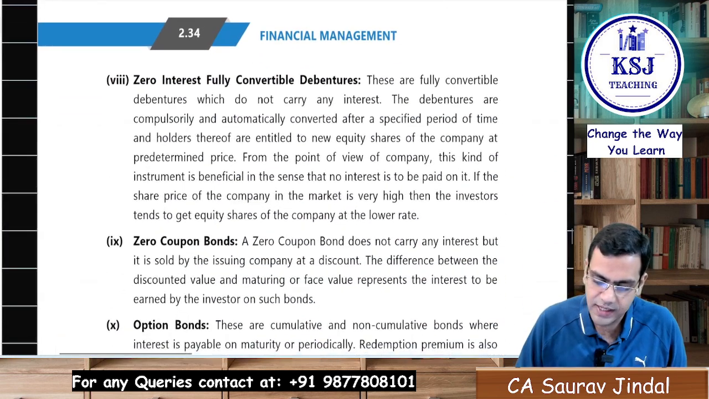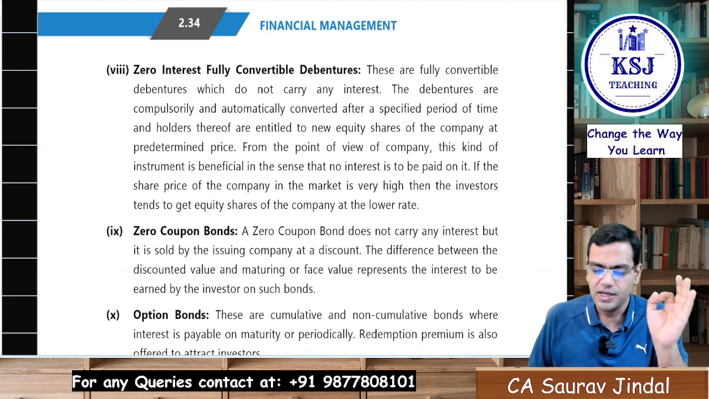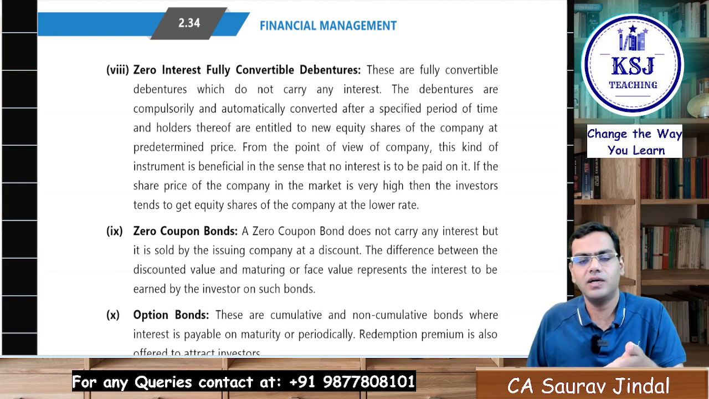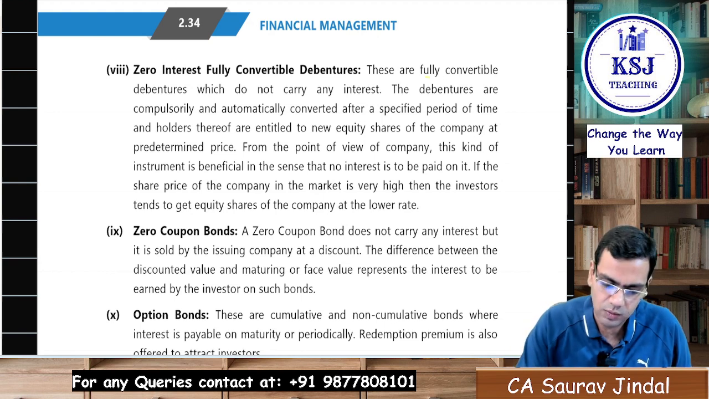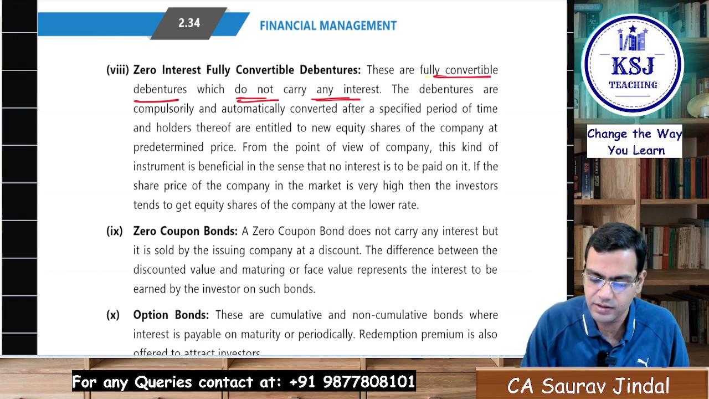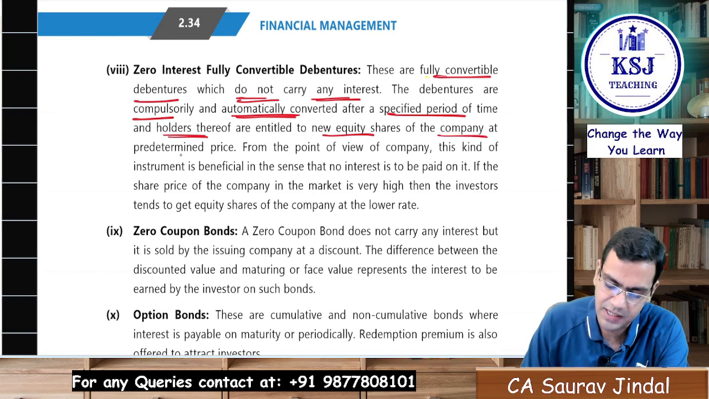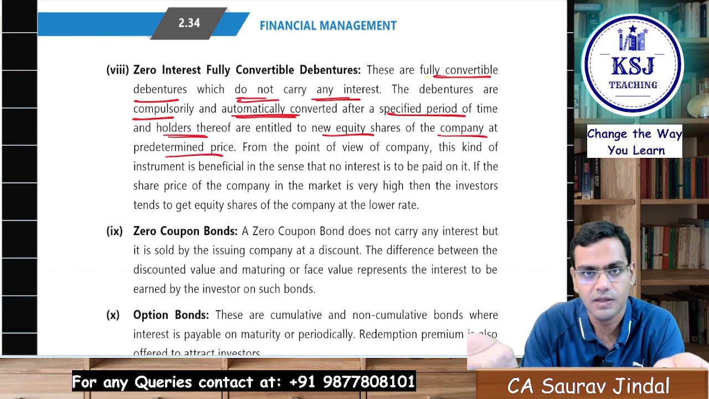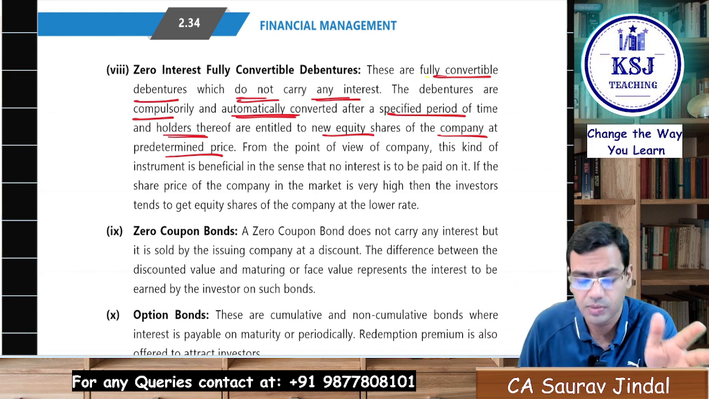Next one is zero interest fully convertible debentures. As the name suggests, there is an option to fully convert them into equity shares after a specified period, and there is no interest. Fully convertible debentures do not carry any interest. The debentures are compulsorily and automatically converted after a specified period of time, and the holders are entitled to new equity shares of the company at a predetermined price. So it has to be converted. There is no option, it has to be converted.